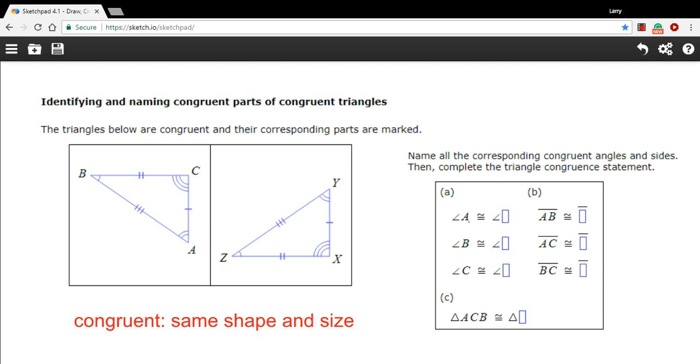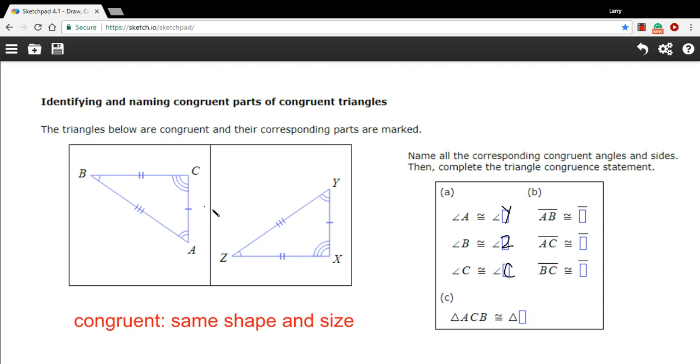So let's see, we can go ahead and fill that in here. We said A, that's got the two arcs, was congruent to Y. So angle A congruent to angle Y. B, that was the one arc, so that's congruent to Z. And C is congruent to angle X then.